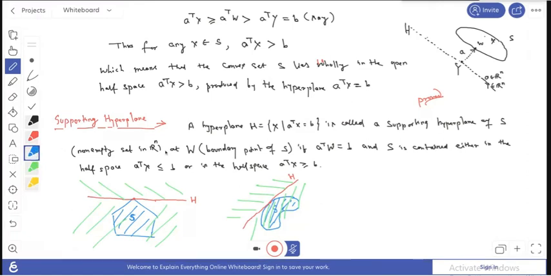Similarly, it is also possible to get a non-empty set where the hyperplane touches two boundary points. Suppose this is your S, which is a non-convex set, and here if you take a hyperplane like that, this touches two points. Okay, so this is also a supporting hyperplane, and that divides this region into half spaces, and this set S is completely lying in one of the closed half spaces.